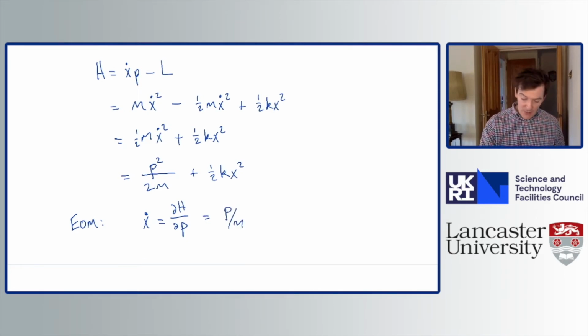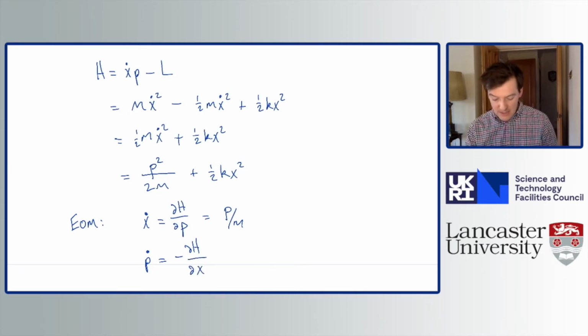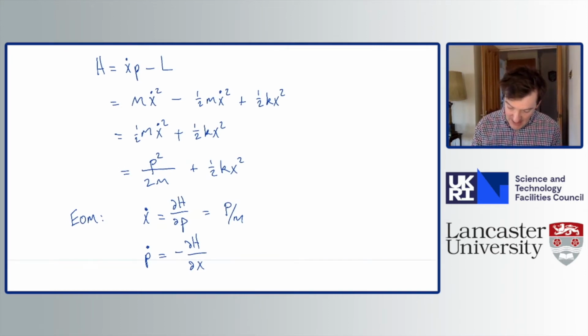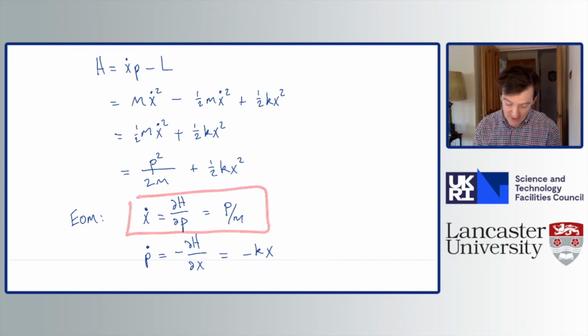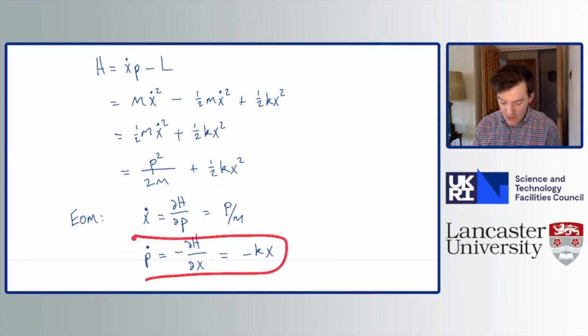and we can work out what the first order equation satisfied by p is, so it's minus dH, and as I said, in this case our coordinate is given the value x. Okay, so we want to do dH/dx and we get minus kx. So in Hamilton's formalism, we end up with two first order equations. Okay, so a first order equation involving x dot, and a first order equation involving p dot.